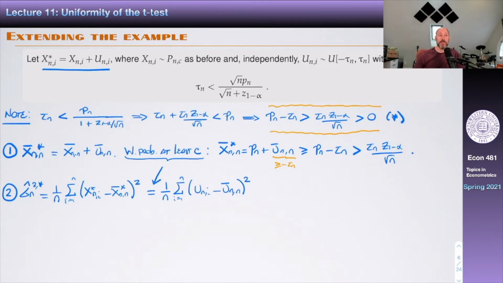Why? Because, with probability at least c, the average of this part of x star equals p, and so p and p will cancel out. So you only get the u's with probability at least c. This is less than or equal to 1 over n, the sum from 1 to n of u n,i squared, which in turn is less than or equal to tau n squared.